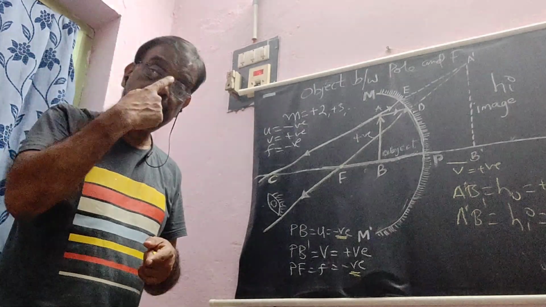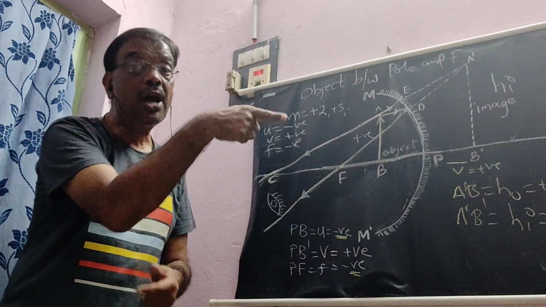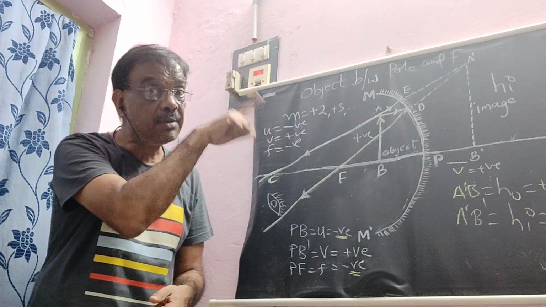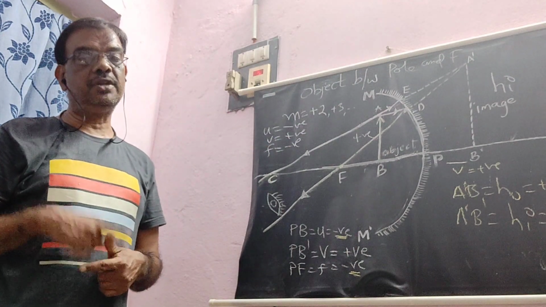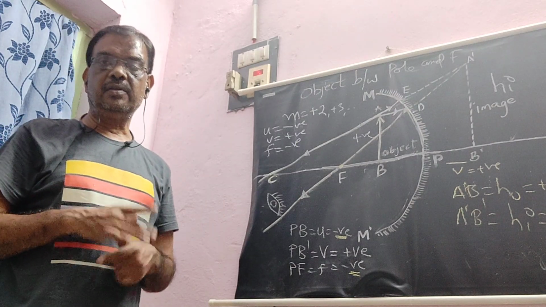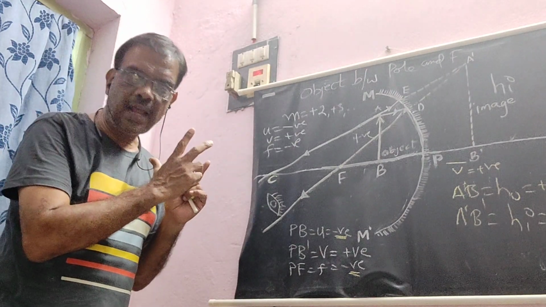Height of the image also lies behind the mirror. That's not the case. It is the vertical distance above the principal axis. It lies above the principal axis. That is the reason why it is positive. Remember these things, children. So this is the last ray diagram we have.